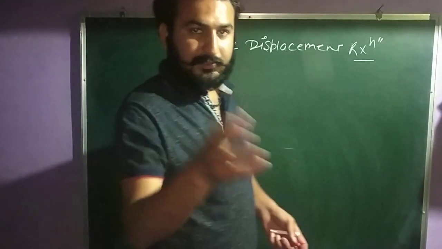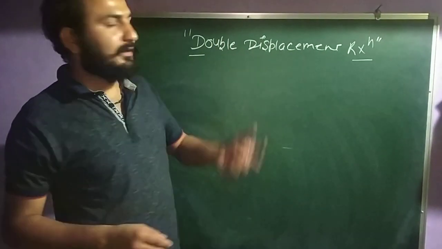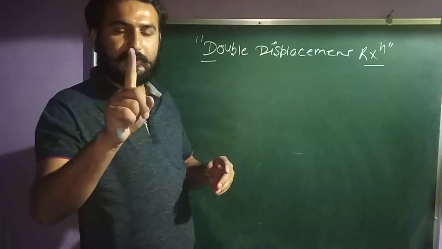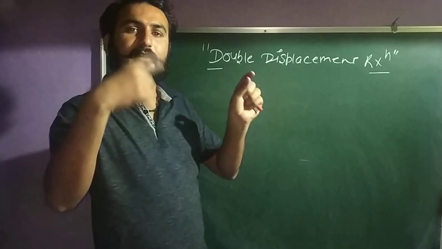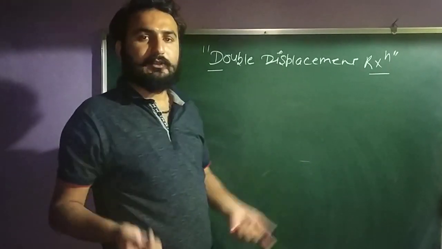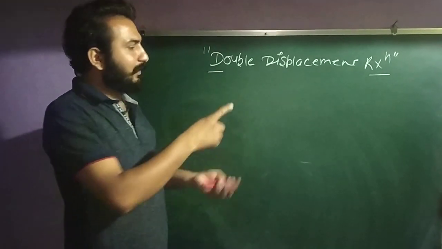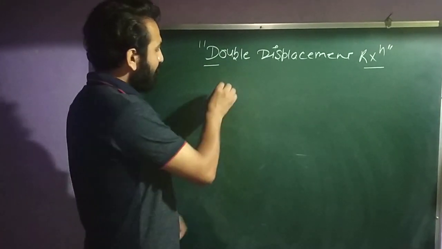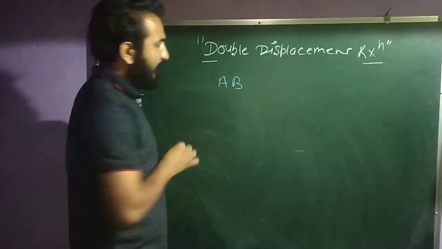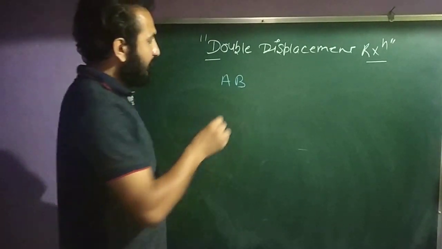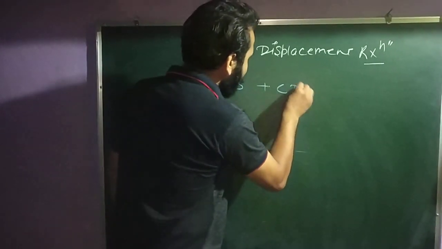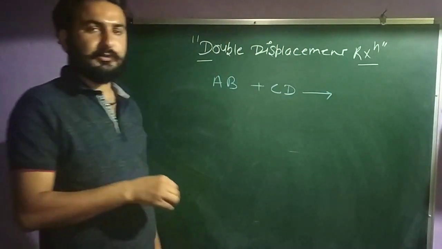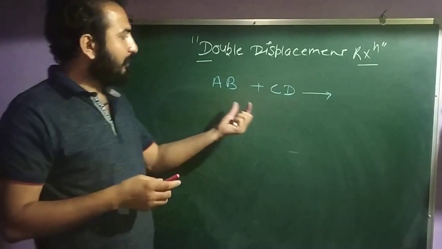So class, after the displacement reaction you have the double displacement reaction. Clear? So in a displacement reaction only one atom is displaced from its solution. And in a double displacement reaction, what happens? Let's see. Suppose you have AB. Clear? It is reacting with any molecule CD. Now see how you form the product.